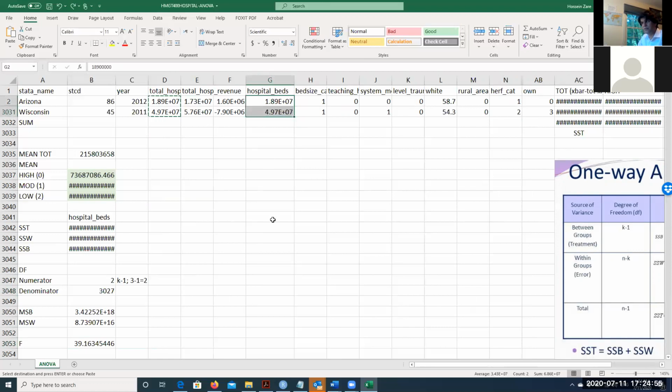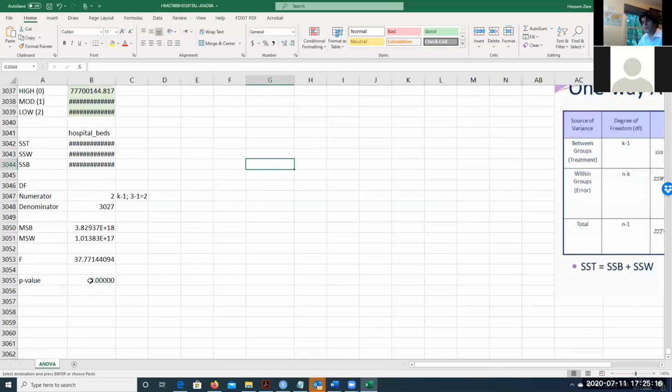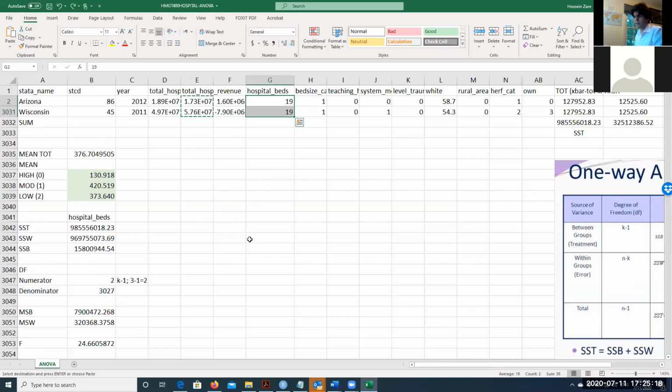I have the formula for hospital beds, so let me go back to the original formula. This is it, right? If you copy this here, you can see the p-value for the hospital beds. Let's go back to this. If you give the total hospital revenue, it gives you the result for total hospital revenue. So basically, the way I'm using this, you don't need to write a formula for every piece. You just make sure to have one right formula and then compute the other parts.